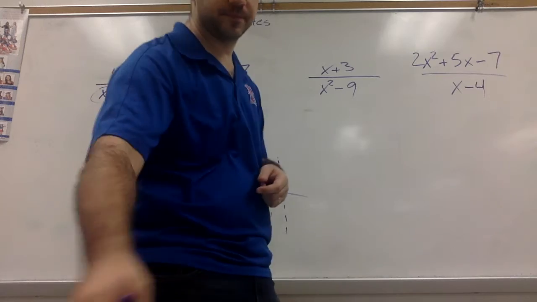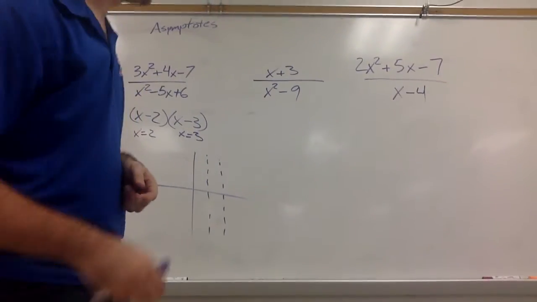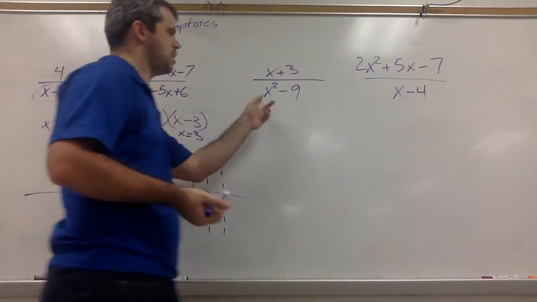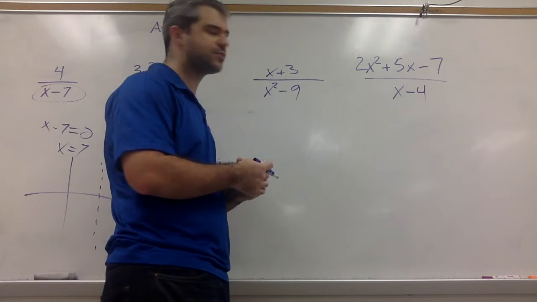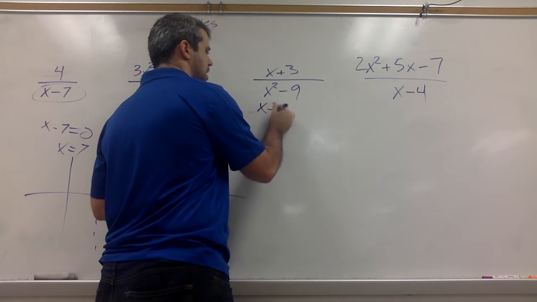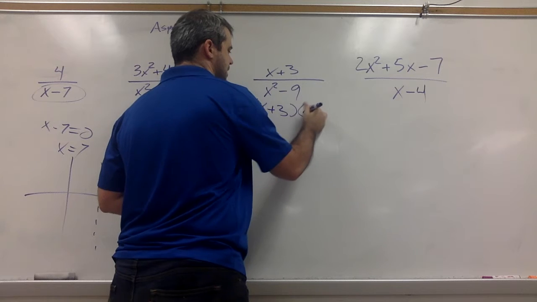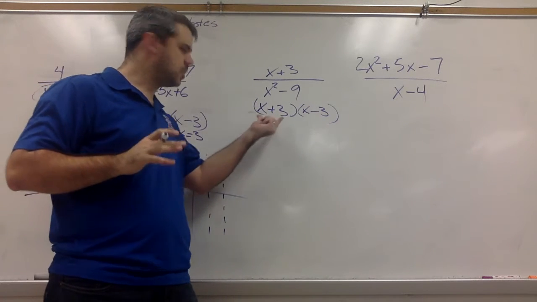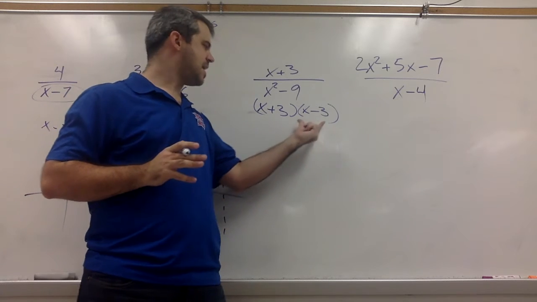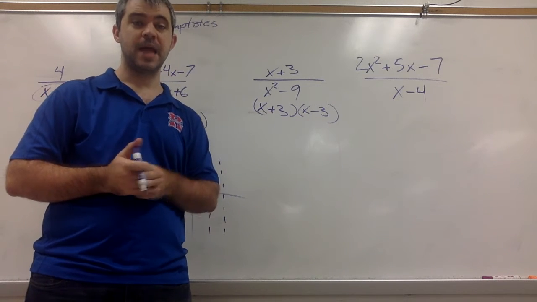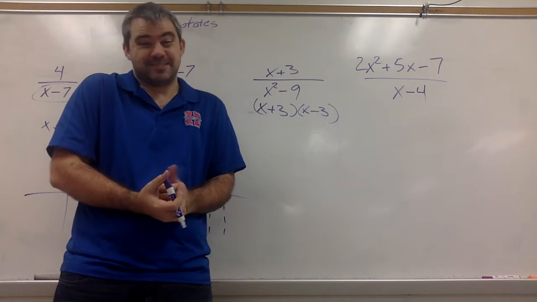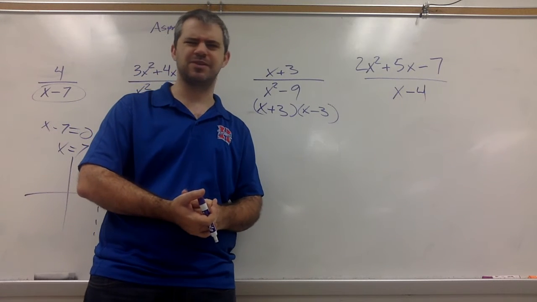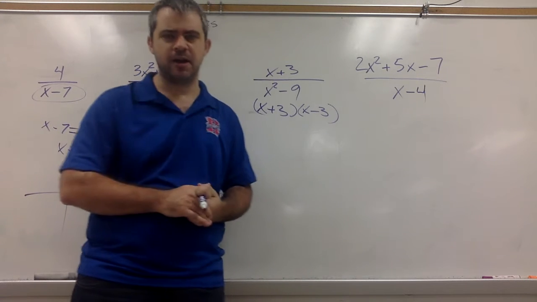What about this guy? x squared minus 9. It may be a minute since you've done this. We can use difference of squares factoring on this. x plus 3, x minus 3. So we should have 2 vertical asymptotes at x equals negative 3 and x equals 3. But if you graph it, it doesn't have 2 vertical asymptotes. So you're like, Mr. McClellan, are you a liar?